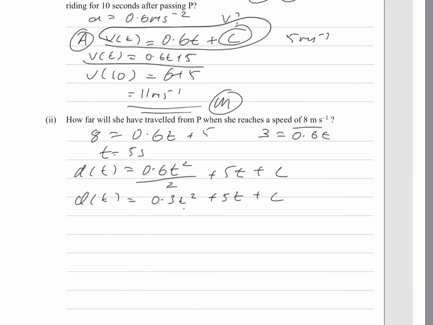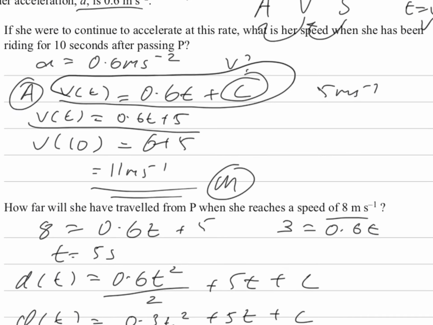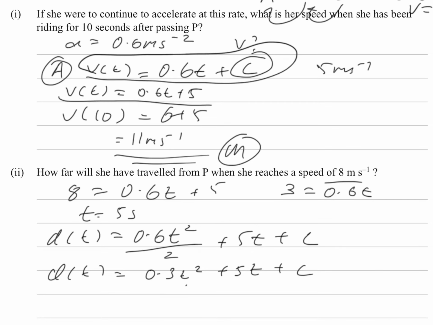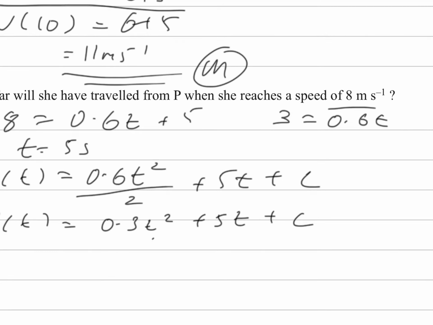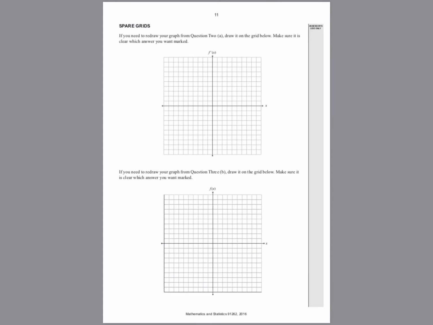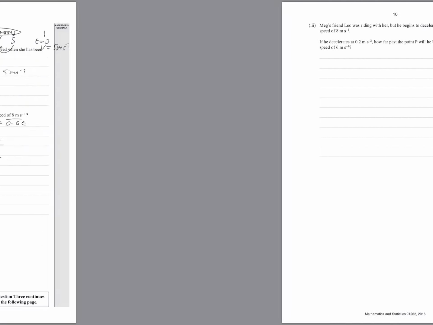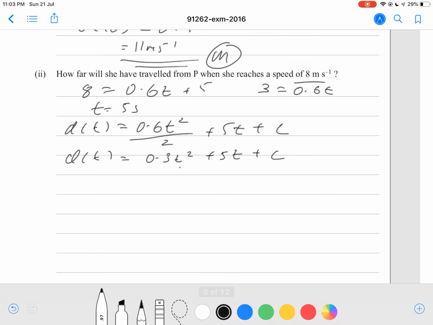Well, you have to read the question very carefully. She starts at point P, and the question is asking you how far from point P. So when she starts her journey, she is at point P. When t equals 0, she is at point P. So therefore, when t equals 0, distance equals 0. So our c value is simply equal to 0. So d of t is simply 0.3 t squared plus 5t.